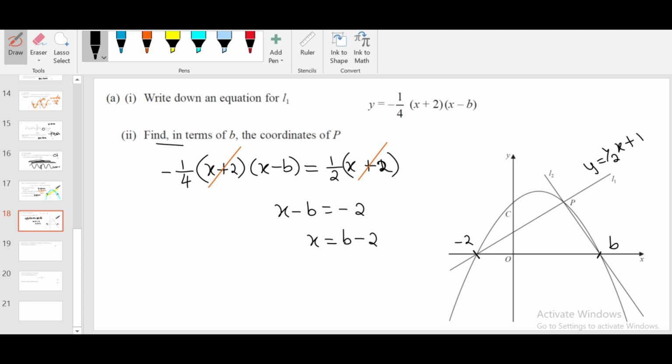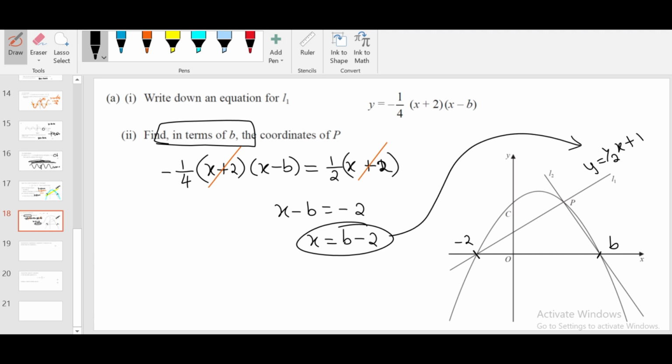We need the point in terms of b, right? So the x coordinate is this. Sub in here to find the y coordinate. So y is going to be half times b minus 2 plus 1. When you open the bracket, you will just get half b. So the coordinates are b minus 2 comma half b, or b over 2. That's the point. It's a 3-mark question.